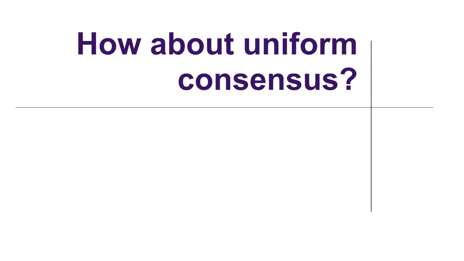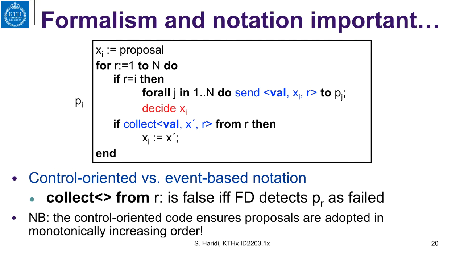We move now to uniform consensus. So let us look to the description of the previous algorithm, not using event-based notation, but control-oriented notations. So let us try to understand this control-oriented notation. A process will run code very much like languages like Erlang, and they can send messages and receive messages. So let us see how these work out.